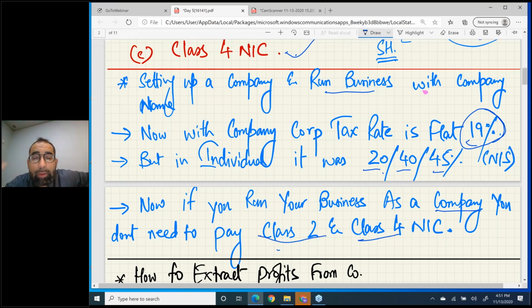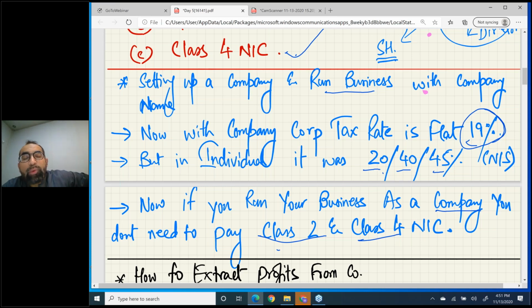So see, right now this deal looks attractive to me. Why does this deal look attractive? Listen, because there is no need to pay 40 or 45%, only 19%, and no need to pay class 2 and class 4 NIC. So comparatively, at first instance, the company option looks good to me.